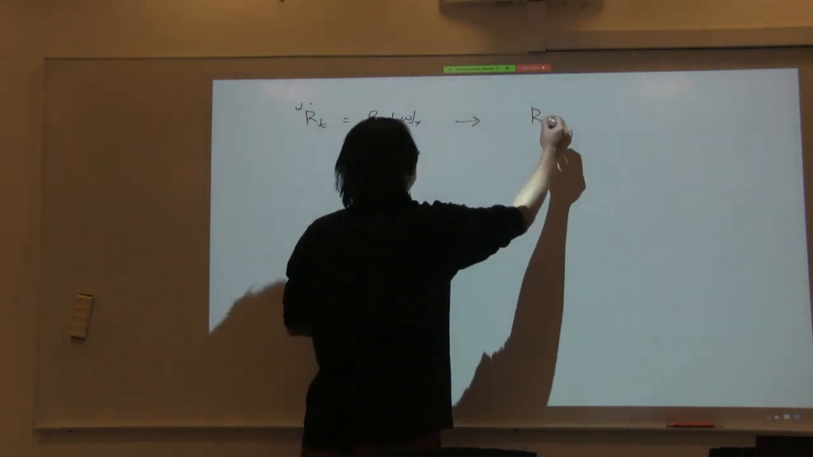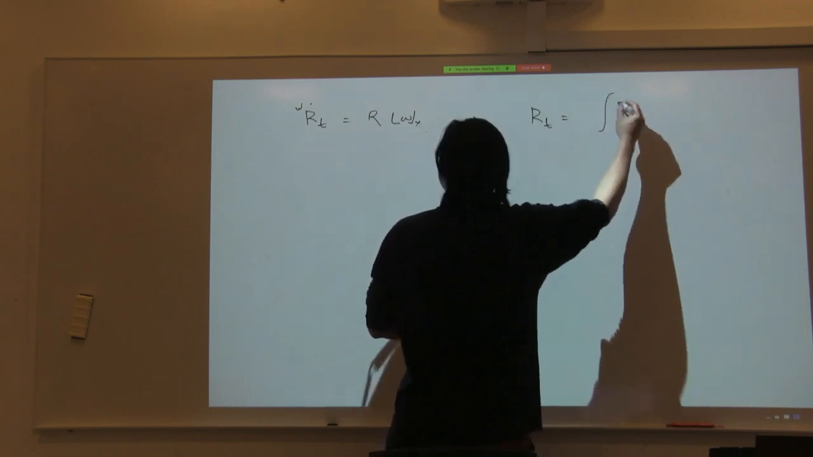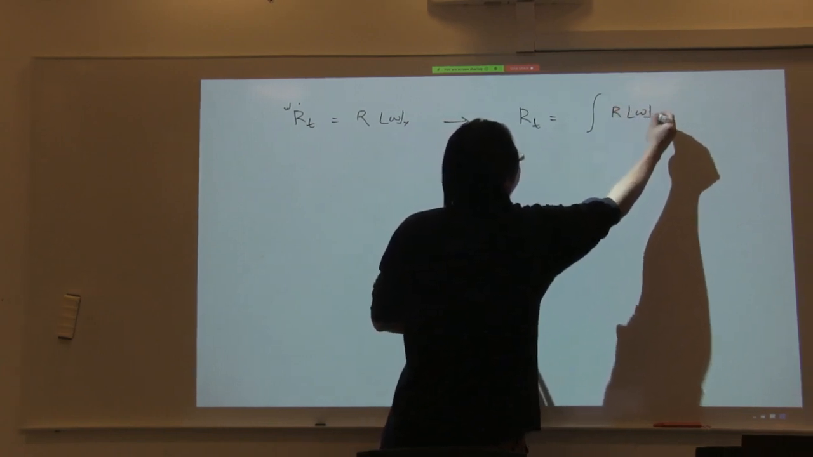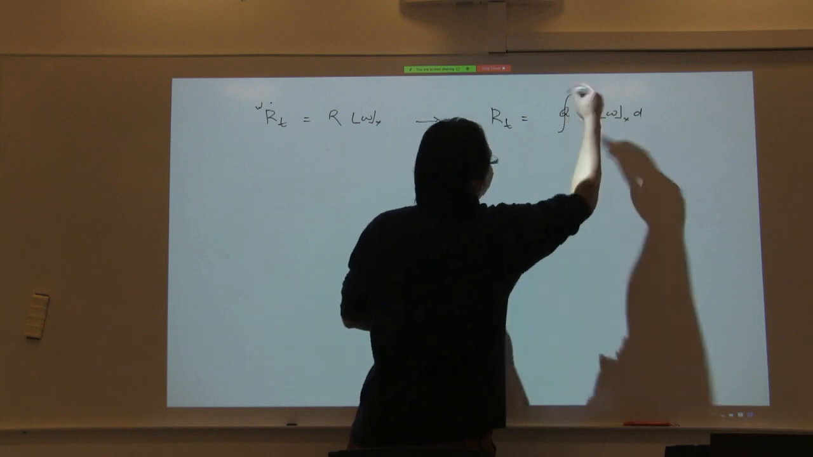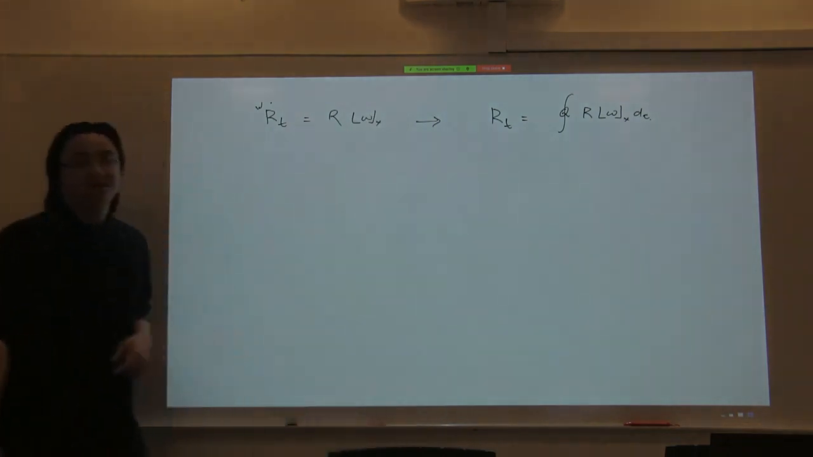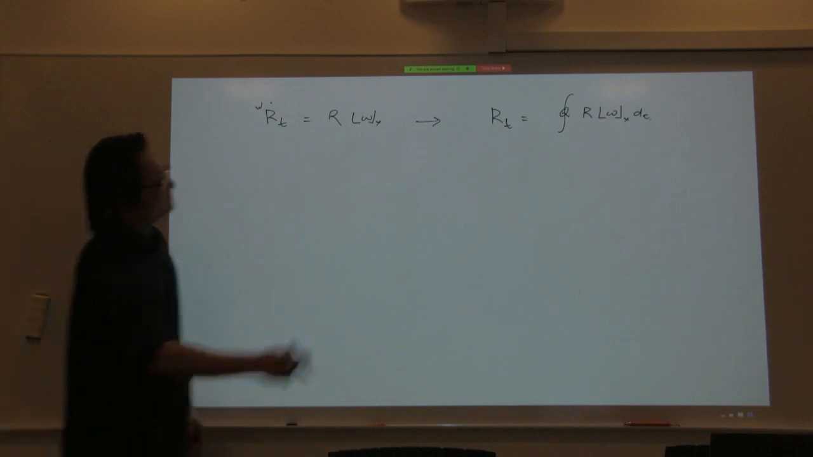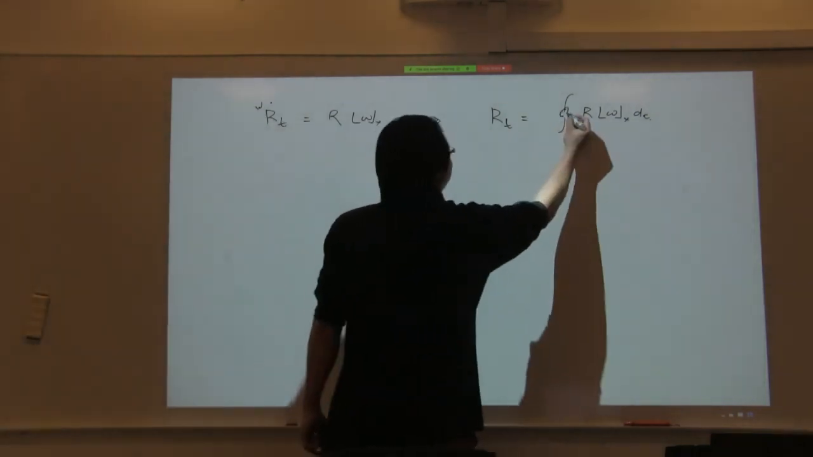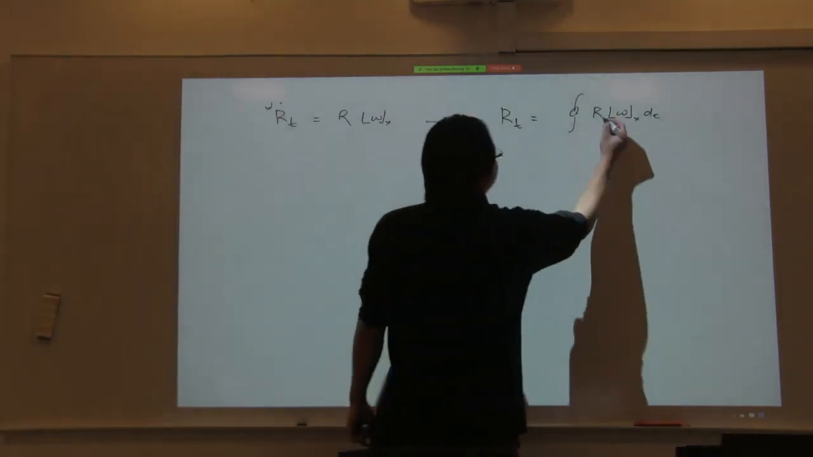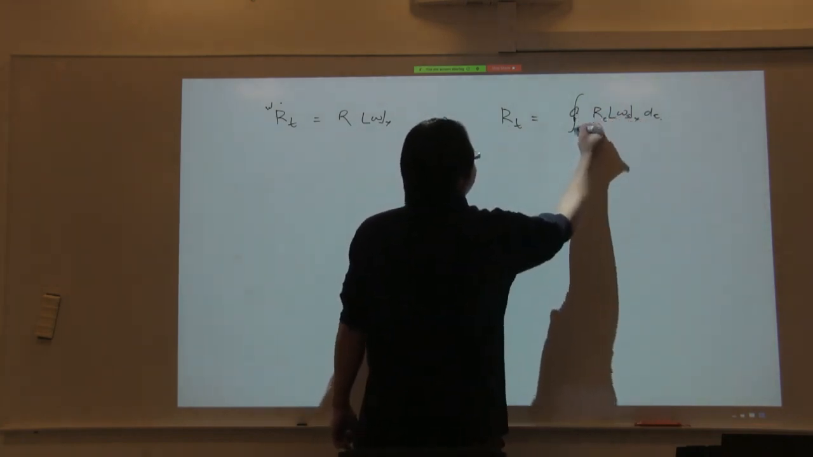So you have something like the integration of R omega. Let's say we have an integration on the manifold like this. It's dt, or rather d tau, a small piece of time.